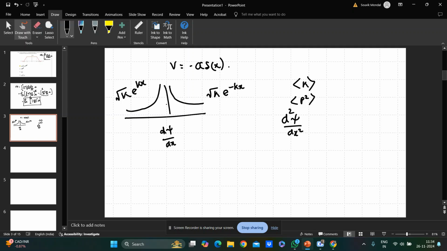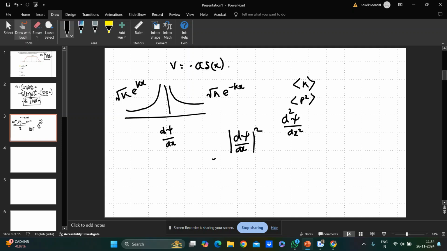But there is a discontinuity in d phi dx. So d2 phi dx2 is not well defined at x equal to 0. So the best technique to find the average kinetic energy or average p square for this kind of potential is to use the technique of mod d phi dx whole square.